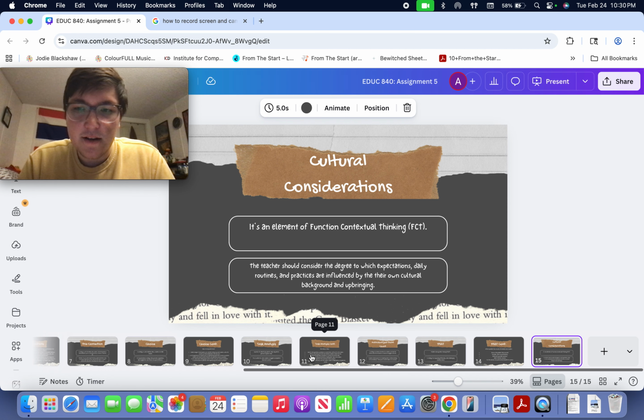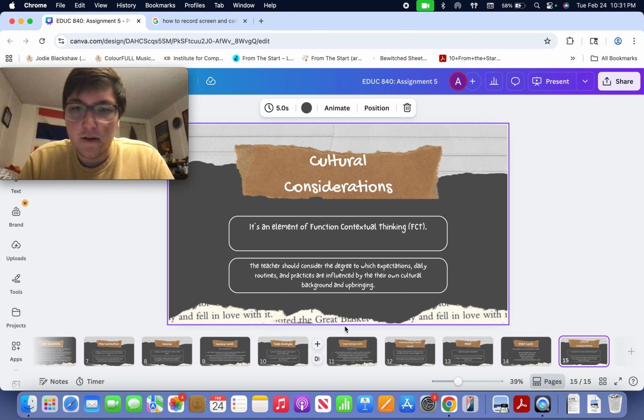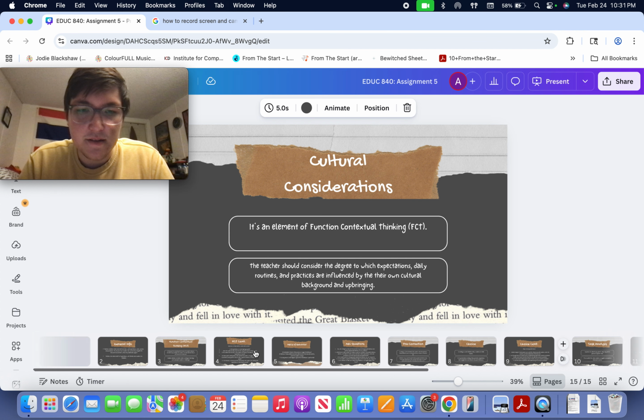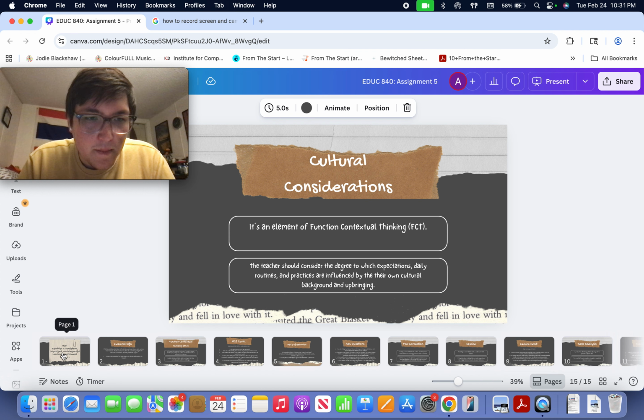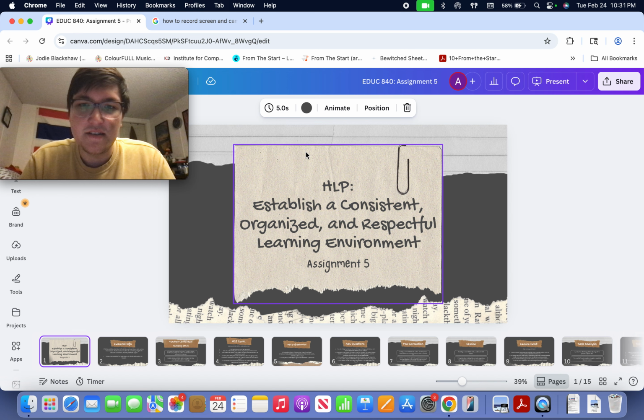So all of these strategies are a part of the high leverage practice of establishing a consistent, organized, and respectful learning environment. And that's it for this high leverage practice.